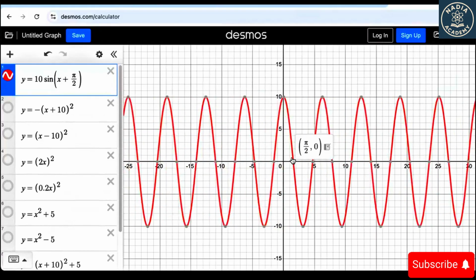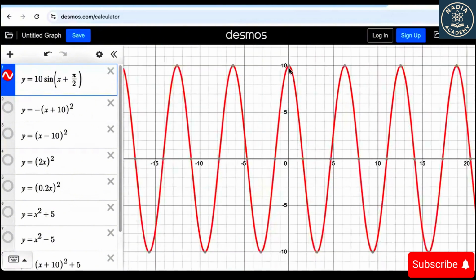Now, if you see carefully what is going on, our sin graph, with the addition of 90 degrees, has shifted towards the negative x-axis by 90 degrees. Now our peak value is at x is equal to 0. So what happened? Now our sin graph has changed into a cosine graph. So this also tells us that sin and cos are very close cousins with a 90-degree phase shift.